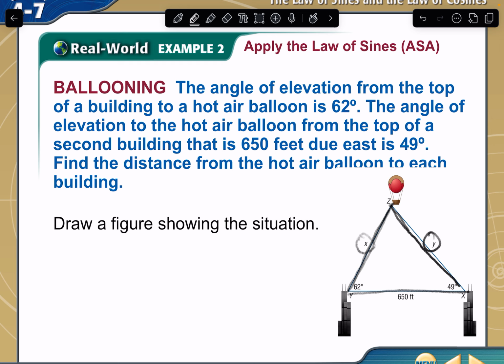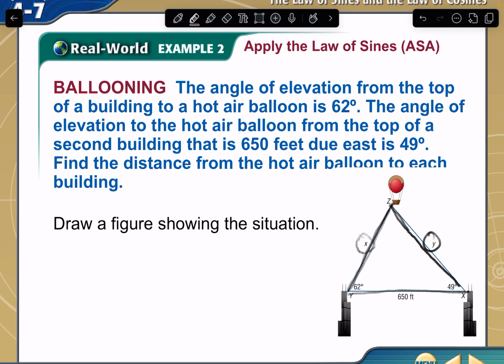The reason I say that is I know the angle measure for Y, but I don't know the side length for Y. I know the angle measure for X, but I don't know the side length for X. So if I were to set them equal to each other, I'd have two missing side lengths, which doesn't help me. So I need to use the side length from Z and the angle from Z to actually be able to solve this.